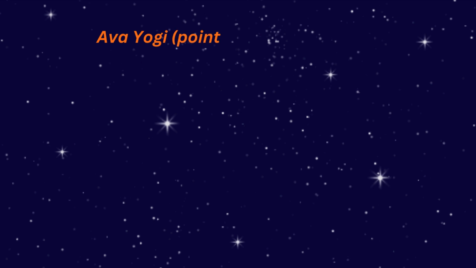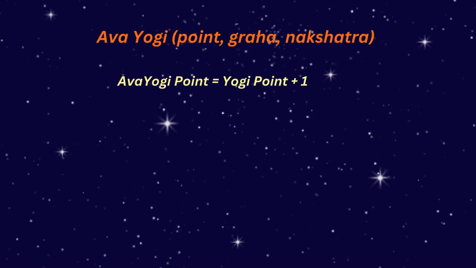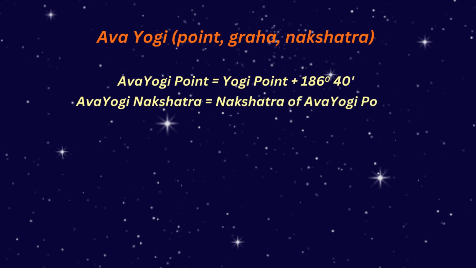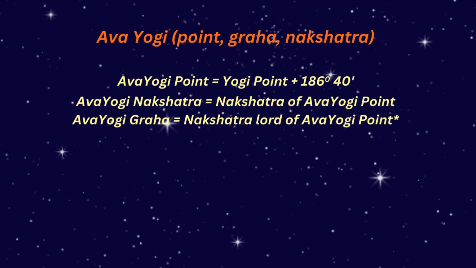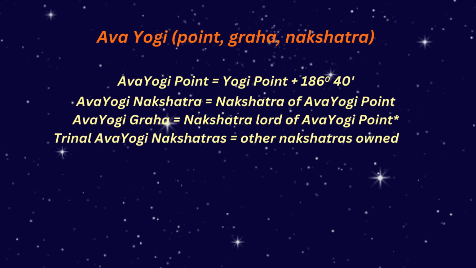Now let's move to the final piece, the Avayogi. The Avayogi point is derived directly from the yogi point. The calculation is quite simple. You take the yogi point and add a constant, 186 degrees and 40 minutes to it. This moves you to nearly the opposite side of the zodiac and then a little further, exactly 6 degrees and 40 minutes more, which happens to be 2 padas.